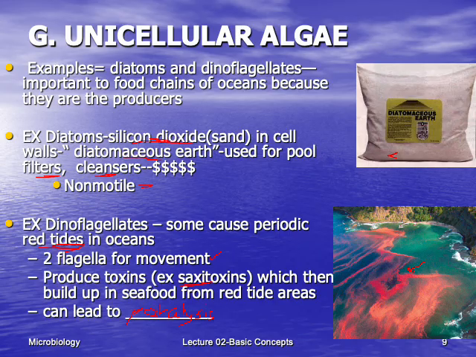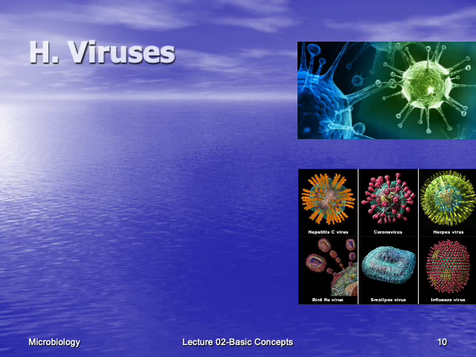So that's why you should never buy fresh seafood that came from a red tide area, even though it might be really cheap. There's a reason it's really cheap. Danger. Not worth it. Okay, let's go to the next group. That's pretty much all the time we're going to talk about unicellular algae in this whole class.